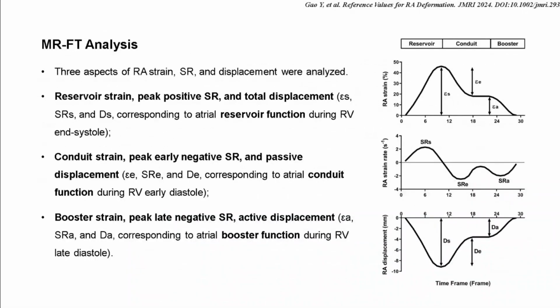Three aspects of RA strain, SR, and displacement were analyzed: reservoir strain, peak positive SR, and total displacement, epsilon S, SRS, and DS, corresponding to atrial reservoir function during RV systole. Conduit strain, peak early negative SR, and passive displacement, epsilon E, SRE, and DE, corresponding to atrial conduit function during RV early diastole. And booster strain, peak late negative SR, and active displacement, epsilon A, SRA, and DA, corresponding to atrial booster function during RV late diastole. Positive and negative values reflect direction, with higher negative values indicating better RA strain, SR, and displacement.